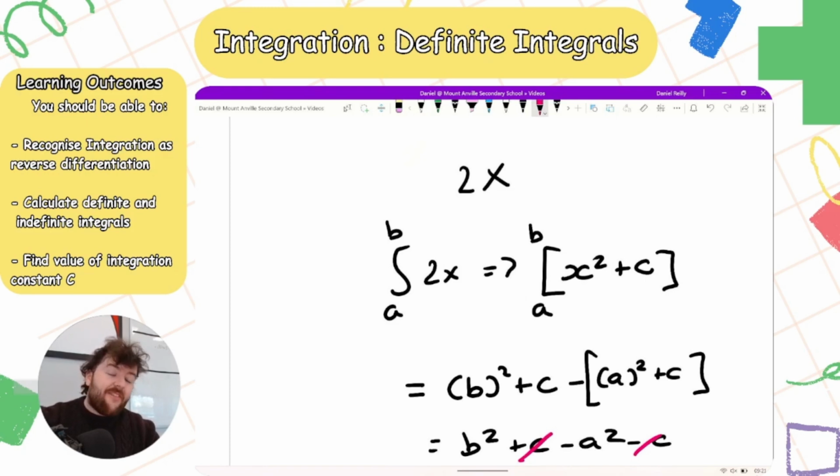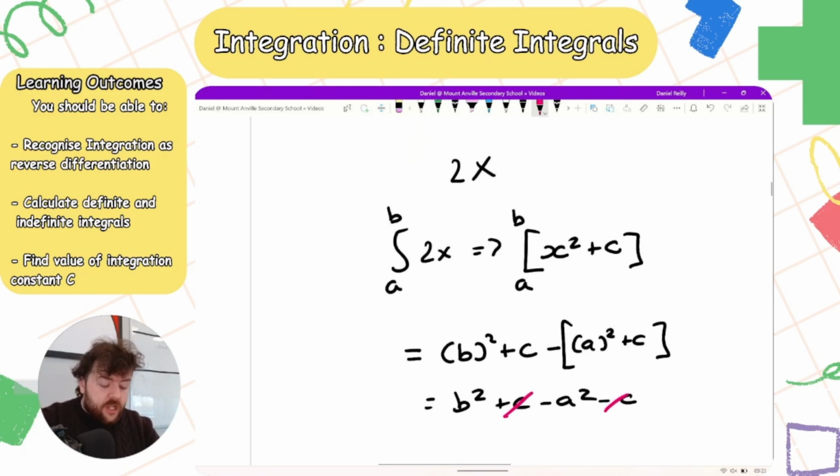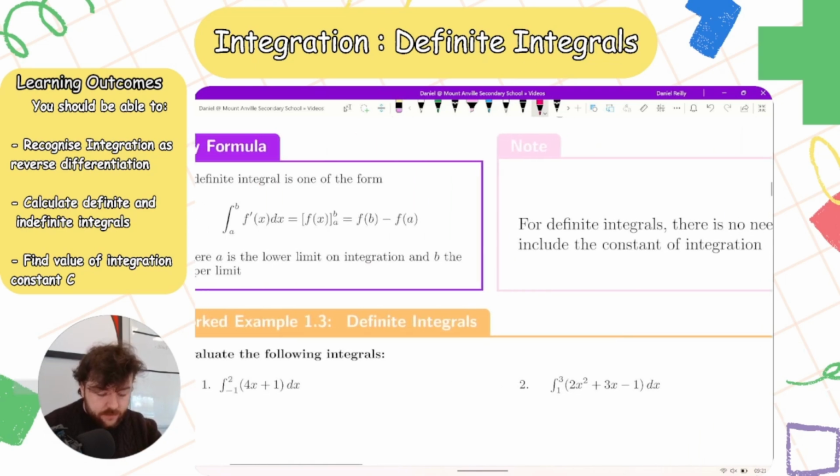That's why when we're doing definite integrals, you actually don't need them. Because they're constants of integration, they're constant values. There are no x's in them, so the values will never change, so they'll always just cancel out.